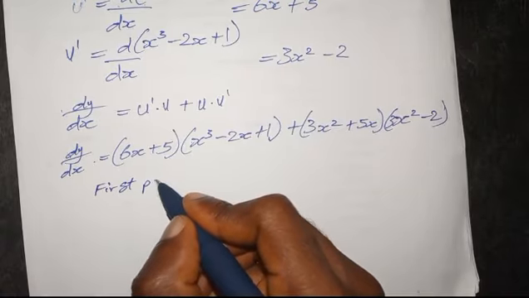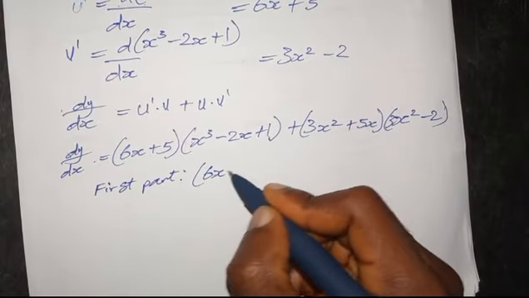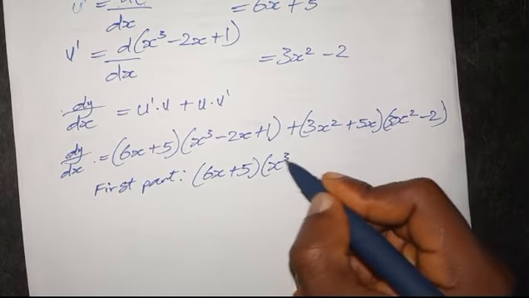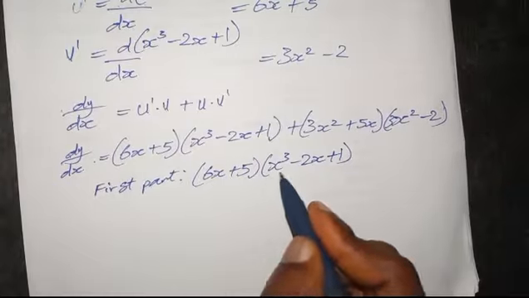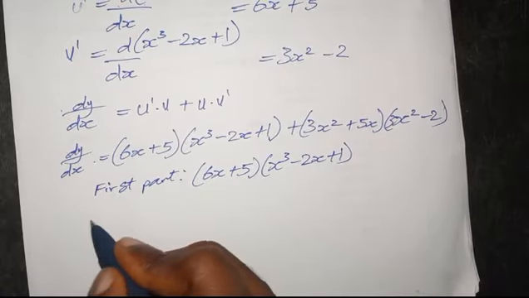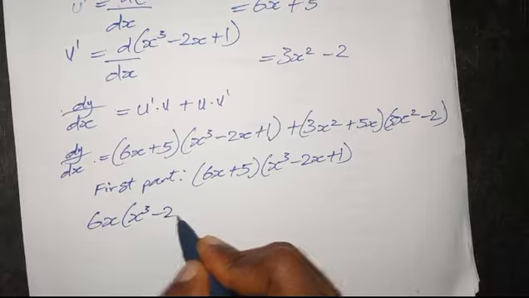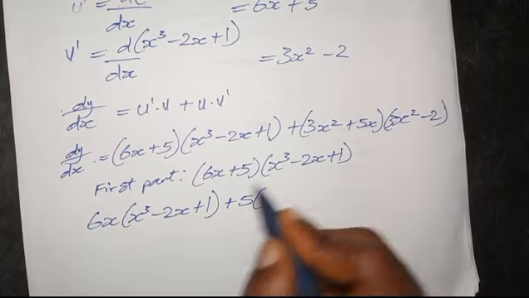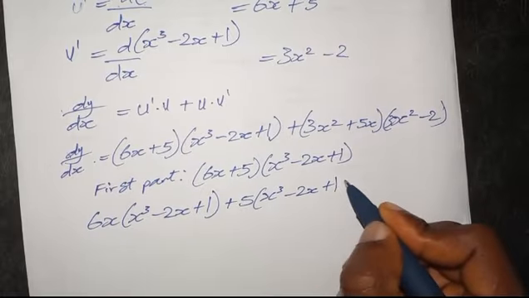First part is the first part. This is the first part. I'll write it out: (6x + 5) multiplied by (x cubed minus 2x plus 1). Close the bracket. That's the first part. How to bring this out from the bracket? You have to multiply this to this and multiply this plus 5 to this. So firstly, you have to multiply 6x into (x cubed minus 2x plus 1), close the bracket, plus 5 open the bracket again, (x cubed minus 2x plus 1), close the bracket.